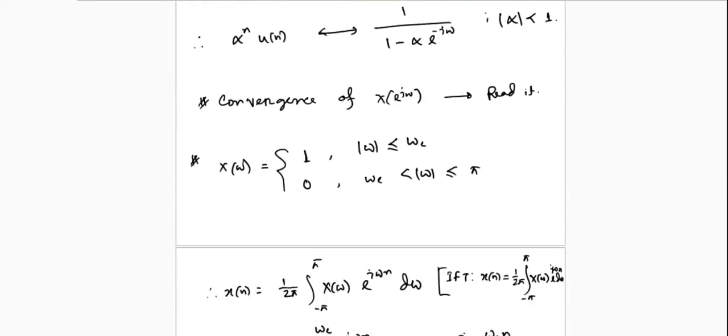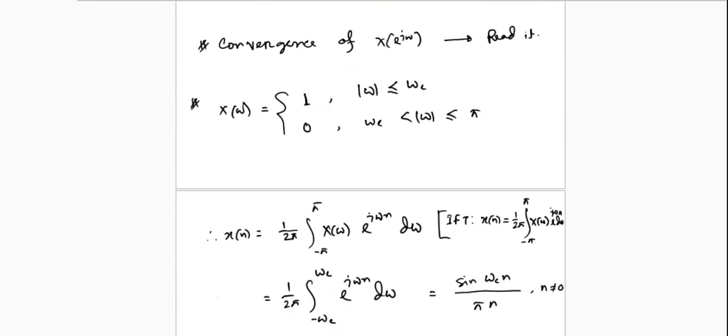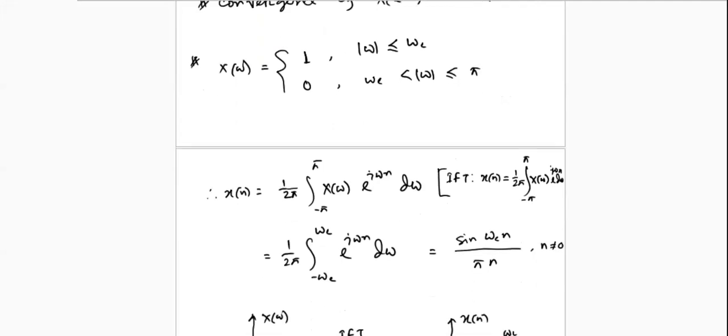We are starting the next example of the Fourier transform, and you will find something very related to filter design in this example. We have X of omega equal to 1 for omega less than omega c and greater than minus omega c. What does that mean? And in between, from omega c to pi, it is 0.